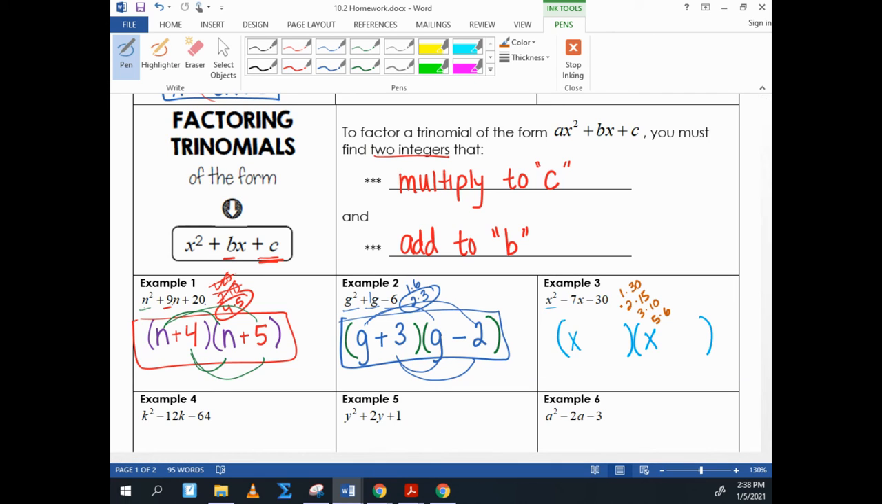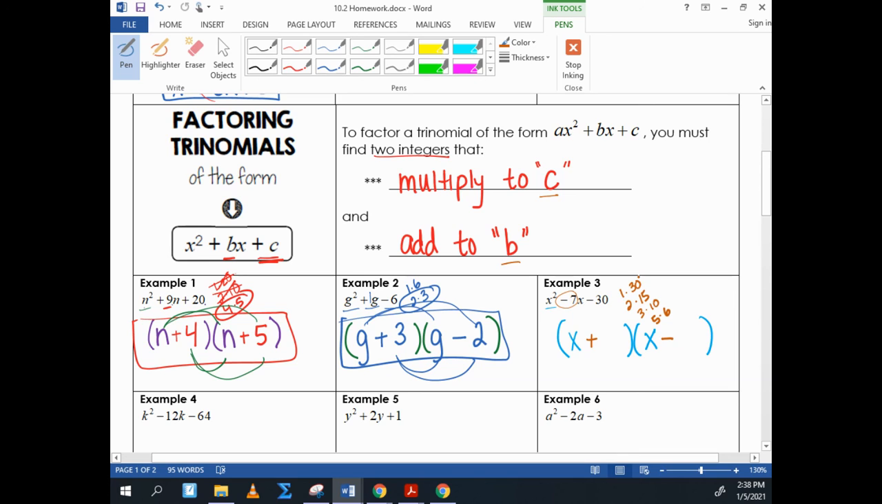Okay, but remember, we know that not only do our numbers have to multiply to this -30, the c, but they've also got to add to our b term. They've got to add to that -7. Okay, they are going to be different signs. Notice they've got to multiply to a negative. You're going to have a positive and a negative here. So they're going to multiply to a negative number. It's also going to be a subtract. We're looking for 2 numbers that subtract to 7.